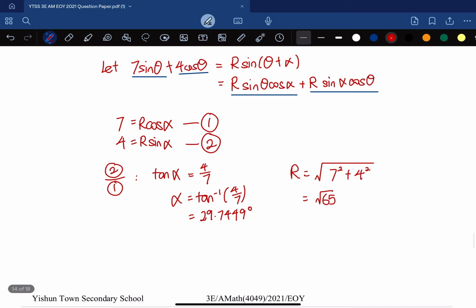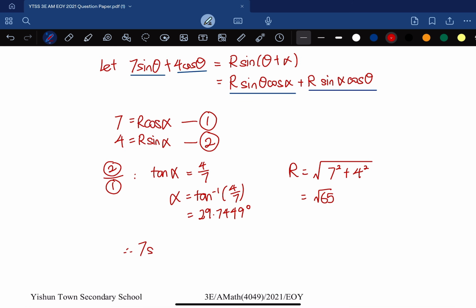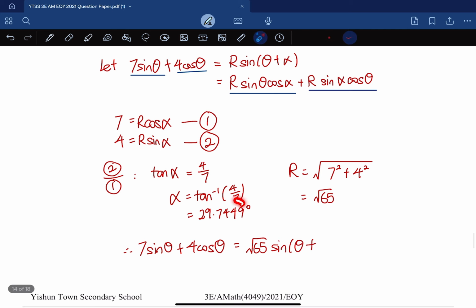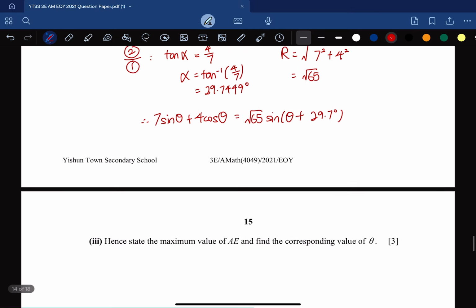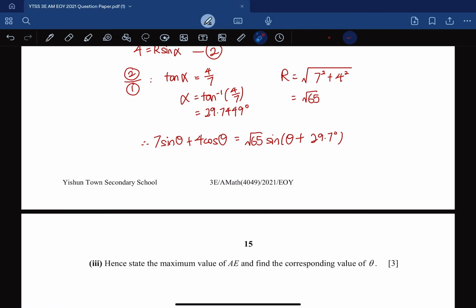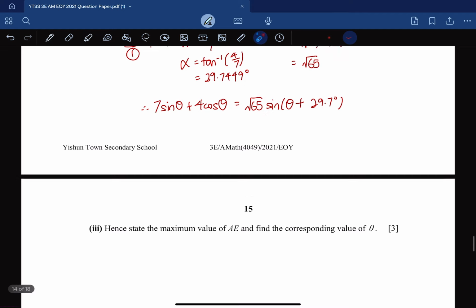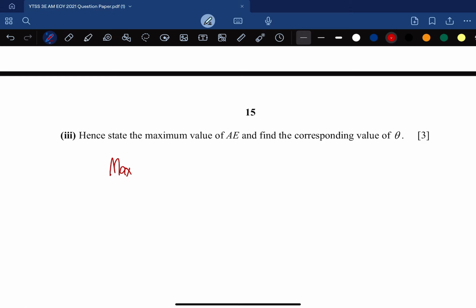So therefore, final answer to this question. Therefore, 7 sine theta plus 4 cosine theta can be rewritten as square root 65 sine theta plus, and your angle alpha here, remember to round off to 1 dp. This will be plus 29.7 degrees. And this is the solution to part 2. And the last one, next part, hence state the maximum value of AE. We recall your sine graph. To find maximum value is simply the amplitude of the graph. So therefore, max value is equal to square root 65.